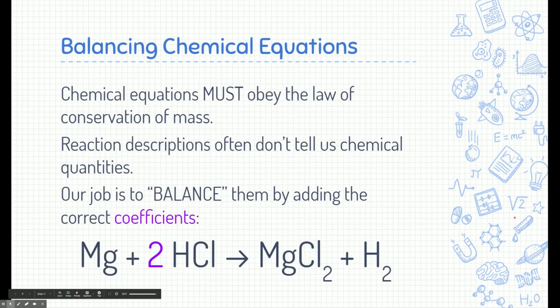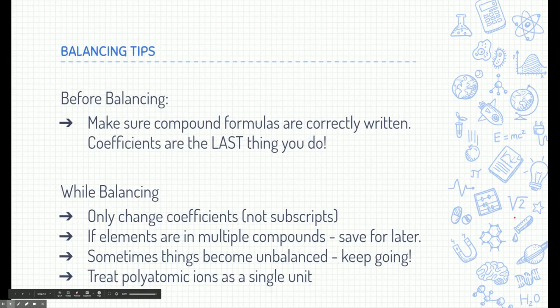So that leads me to a very important concept called balancing chemical equations. Chemical equations must obey the law of conservation of mass. Unfortunately, reaction descriptions often don't tell us chemical quantities, so it's our job to balance them by adding the correct coefficients, which is what I'm going to teach you how to do right now.